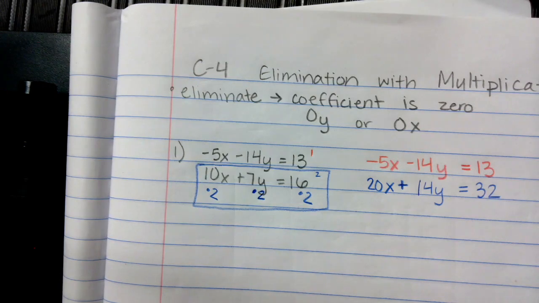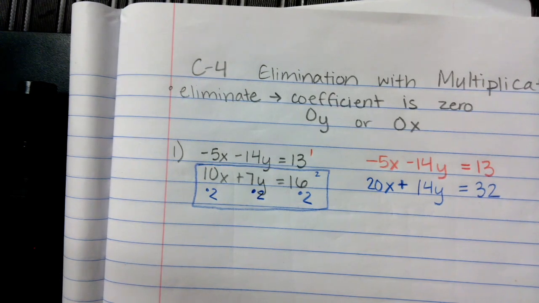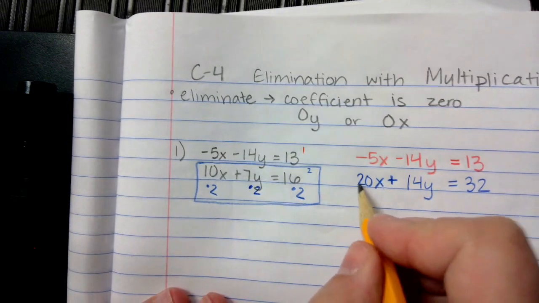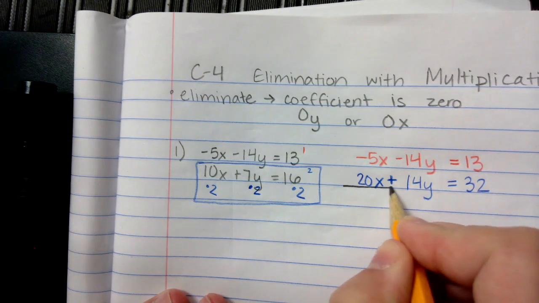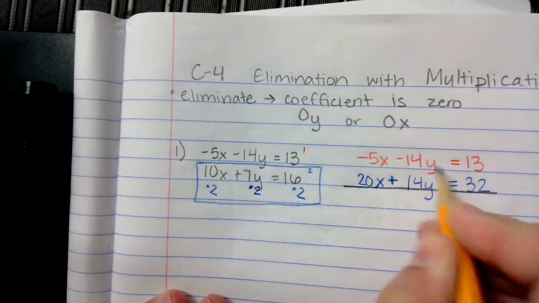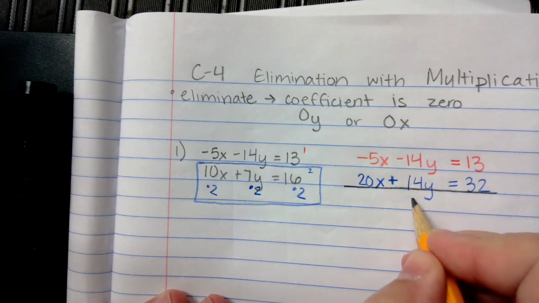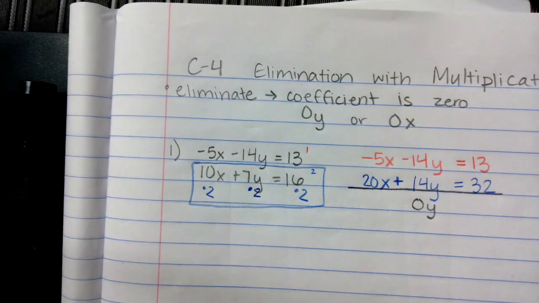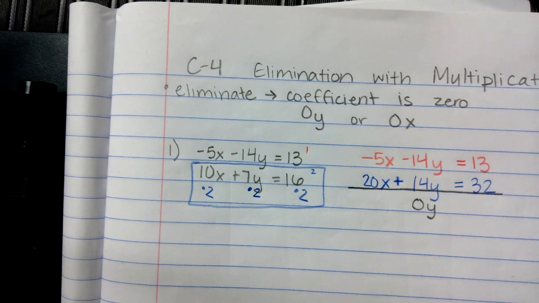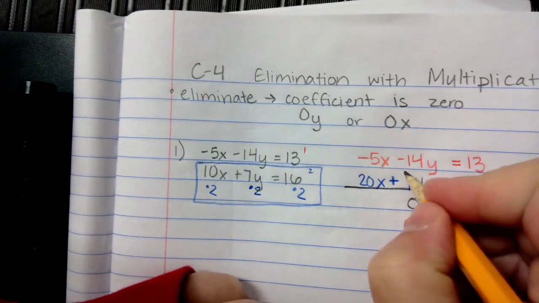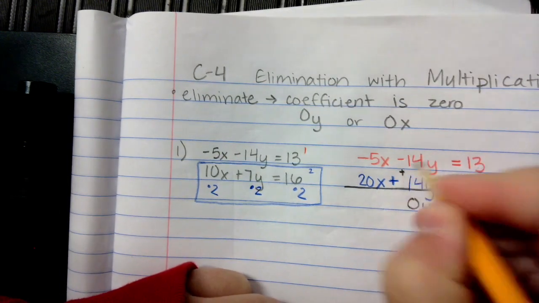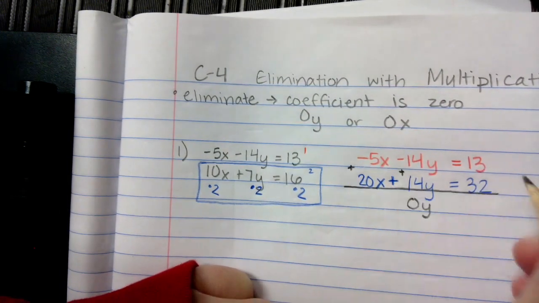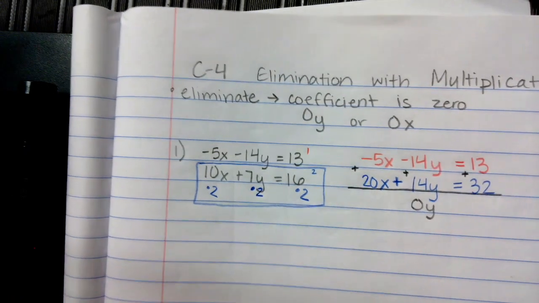Now when we look at it, at this point, it's just like yesterday. Okay? Am I going to get rid of the x's or the y's? The y's. And I want that to be a 0y. That's my goal. So to get a 0y there, am I going to do negative 14 plus 14 or negative 14 minus 14? Plus. When they're opposites, we add. So I'm going to put a plus, and I can sneak it in front of those constants. So I'm going to add everything.